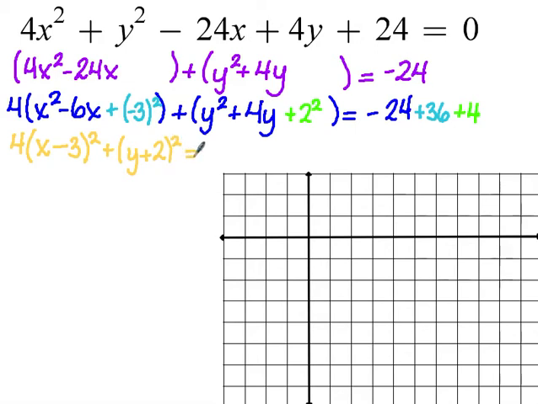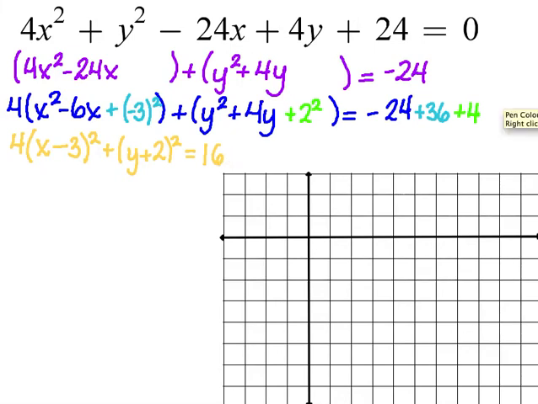Equals... wait, that doesn't make it one. I know, we'll talk about that. It's like 26. Try again. 36 plus 4 is 40 minus 24 is 26, isn't it? 16. Dang it! I fail at life.